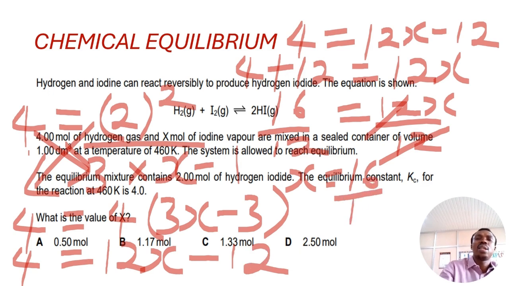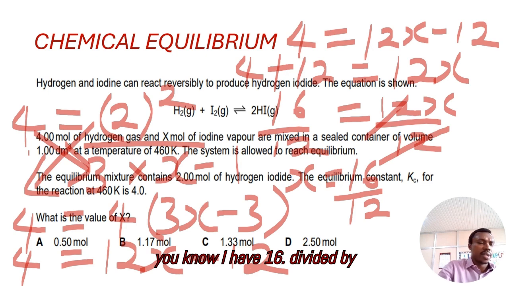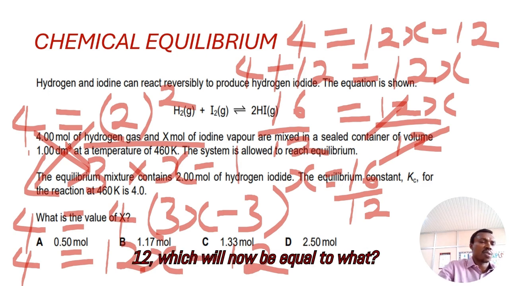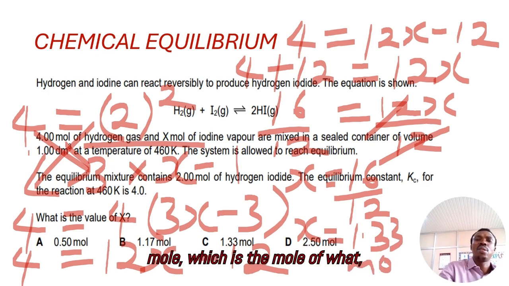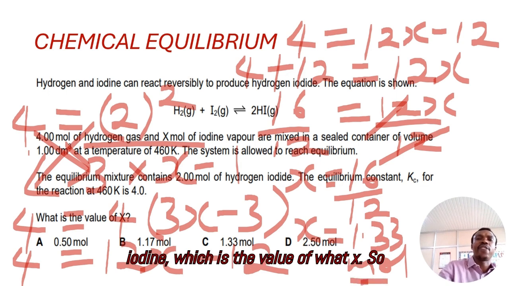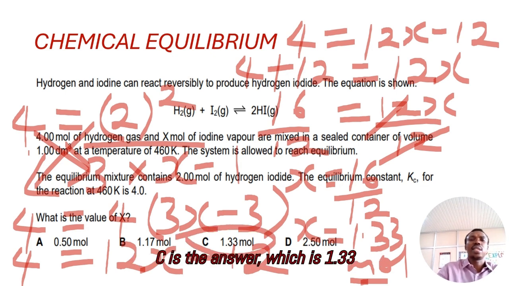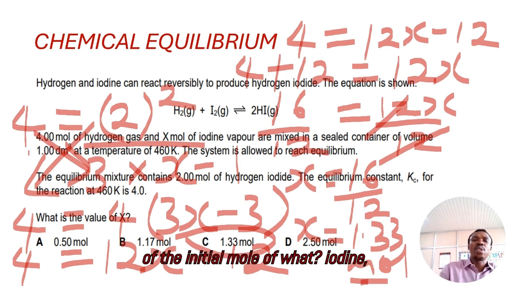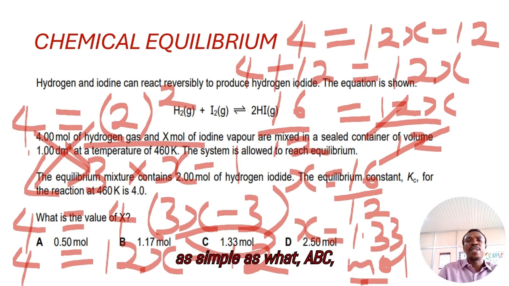If I come to use my calculator, you now have 16 divided by 12, which is equal to 1.33. So x is equal to 1.33 mole, which is the initial mole of iodine, the value of X. So the answer to this question is C. C is the answer, which is 1.33 mole. That is the value of the initial mole of iodine, which is X, which is 1.33 mole. So it's as simple as that.